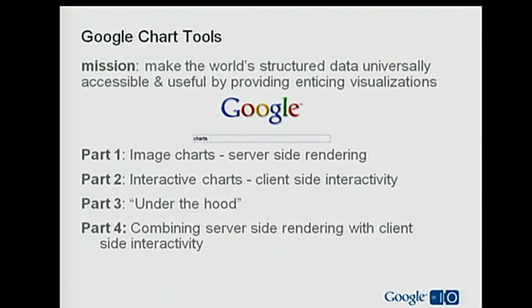And what I'll be talking about today is essentially four components. We'll have four parts in this talk. The first, I'll be talking about image charts. It's a very basic, simple API where essentially you ping a Google server with a GET request, a simple URL, and you get a PNG back. Okay, so that's the simplest API that you could imagine for getting a chart on your website. And the chart, as I said, is rendered on Google servers.